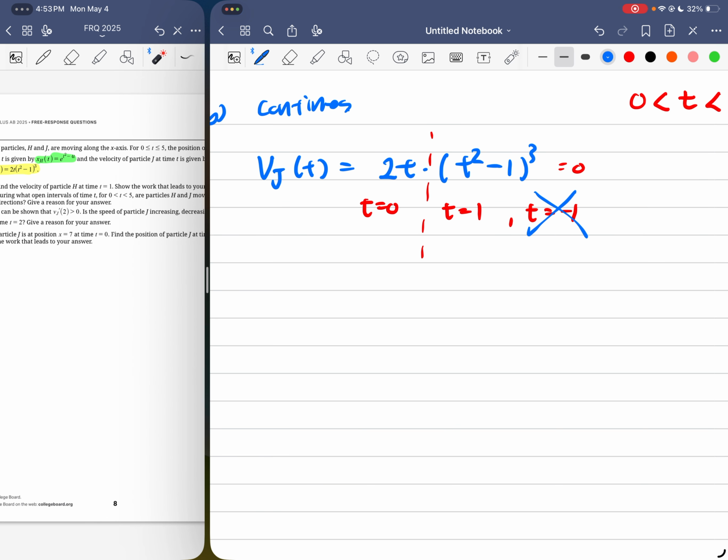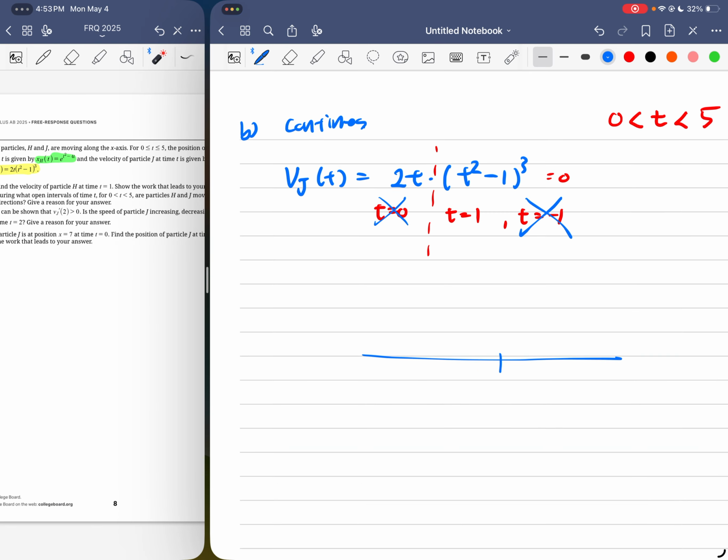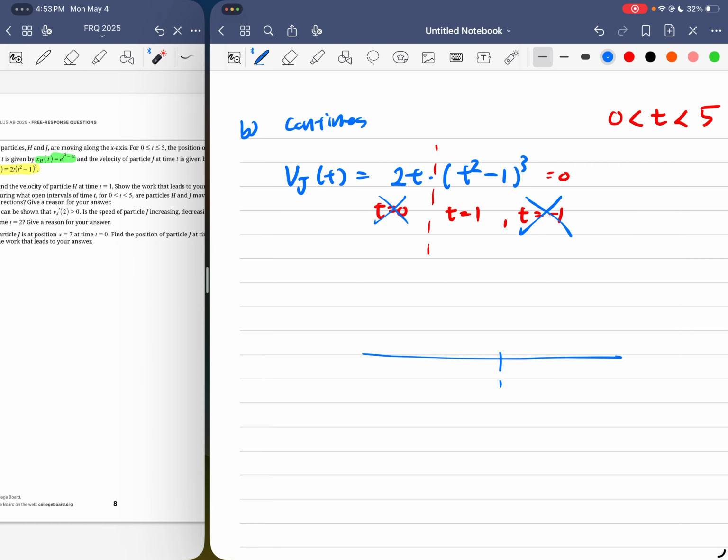And 0 is not, well, no. Since this is not even part of our domain, the only thing we have to check is 1 here. So actually let's choose 2 as well, okay? So 0 to 1, and then 1 to 2, and then 2 to 5.